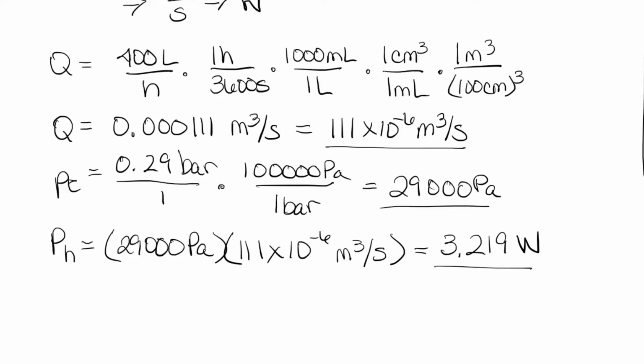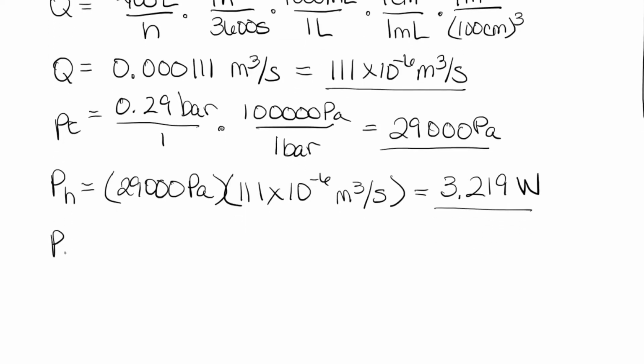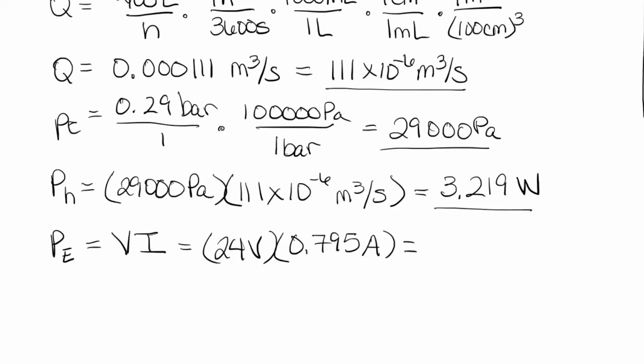Looking at my electric power, this is going to be my voltage multiplied by my current. So at this same reading, we had 24 volts. And my current was 0.795 amps. This gives me a power of 19.08 watts. So we can see that we do not have a very efficient conversion of power from our electronic power to our hydraulic power.